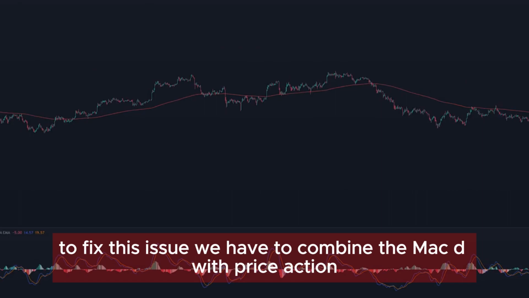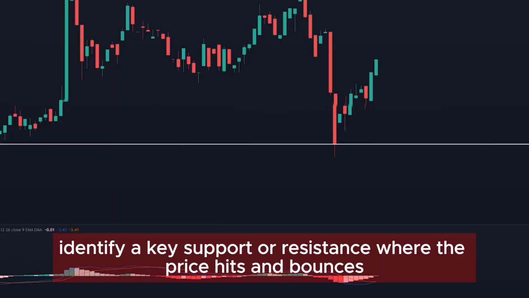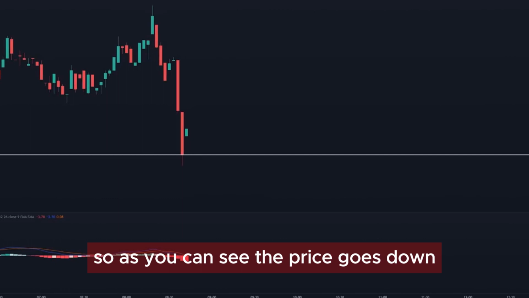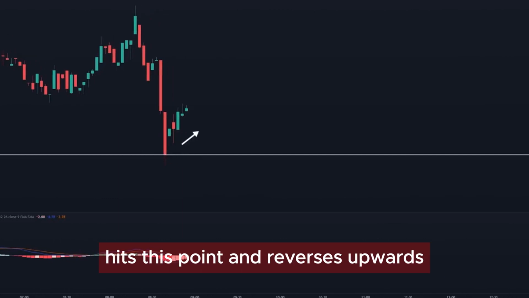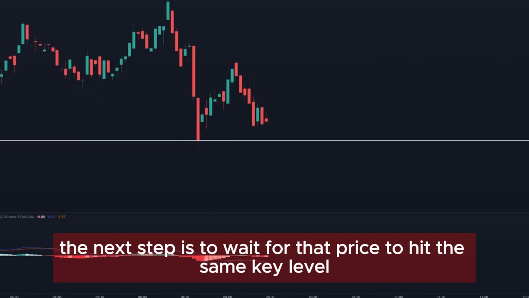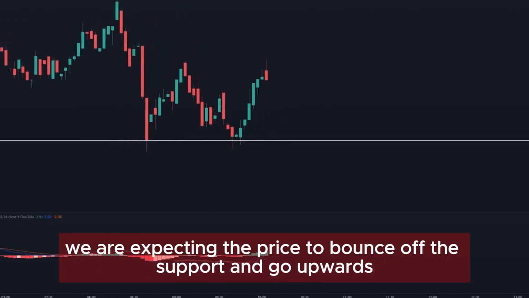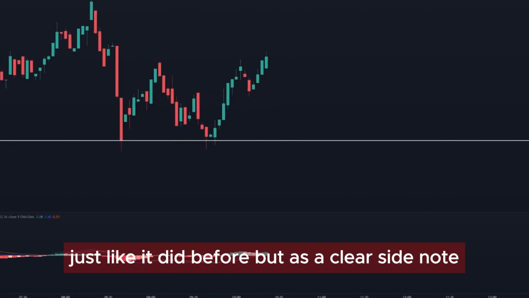To fix this issue, we have to combine the MACD with price action. To do this, identify a key support or resistance where the price hits and bounces. As you can see, the price goes down, hits this point, and reverses upwards. The next step is to wait for the price to hit the same key level again, and once it does, we're expecting the price to bounce off the support and go upwards just like it did before.